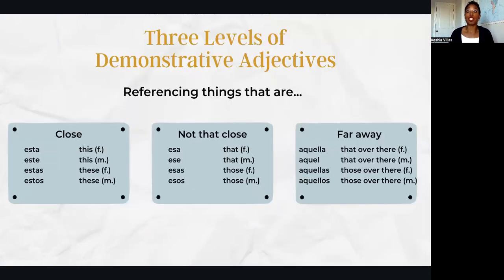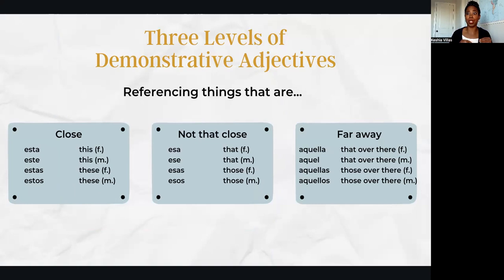Here are the three levels of demonstrative adjectives. I like to describe them in levels because we are referencing things that are close, not that close, or far away. Our close demonstrative adjectives that we're going to use are esta, este, estas, estos, and I have the translations for those there.